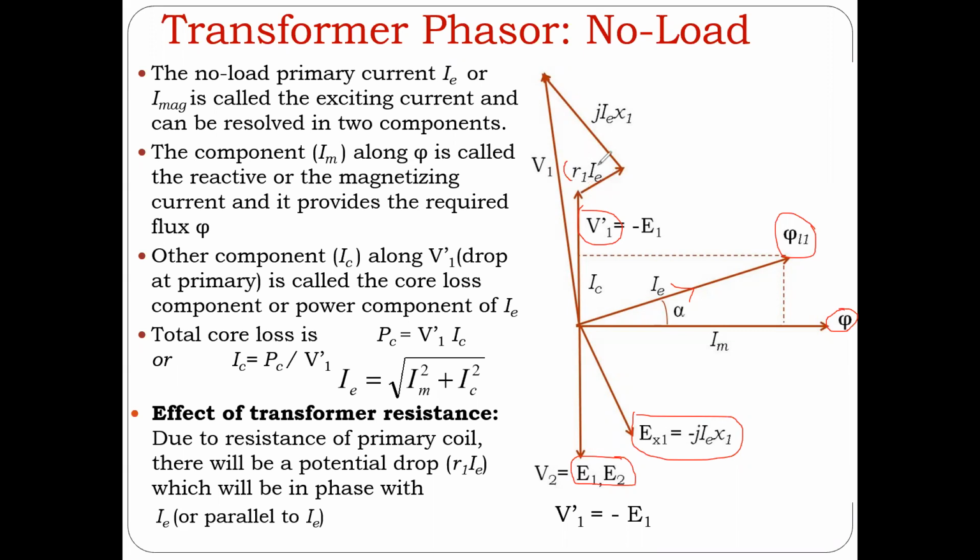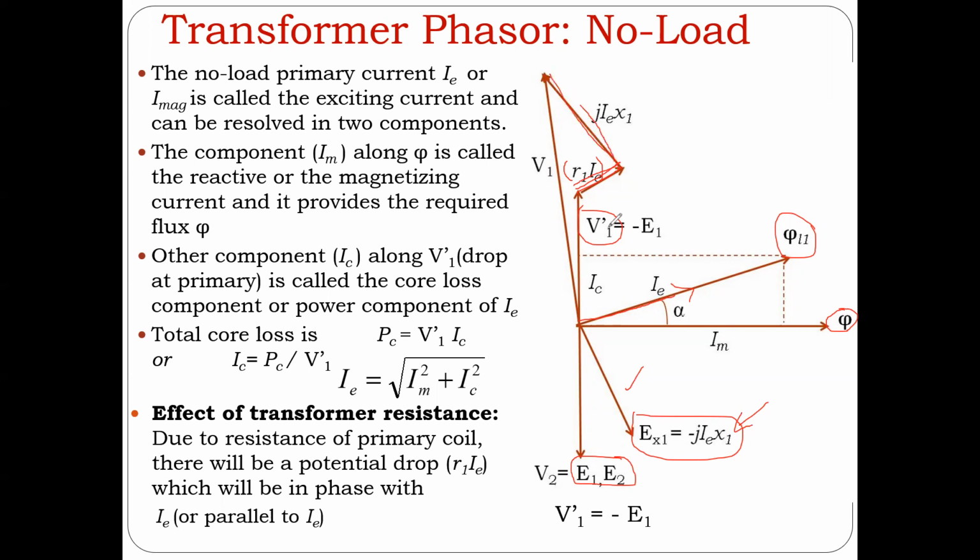So to evaluate R1 times IE, where R1 is the resistance of the primary coil and IE is the excitation current, I need to draw a vector which has a magnitude equal to R1 times IE, and it should be parallel to IE here, like this. And there's another drop because of this. That has to be at right angles to this IE, and which is this.